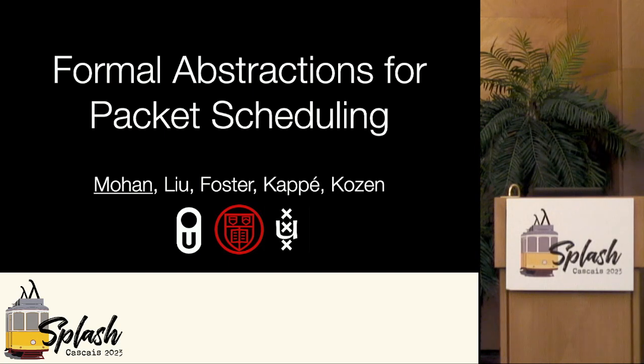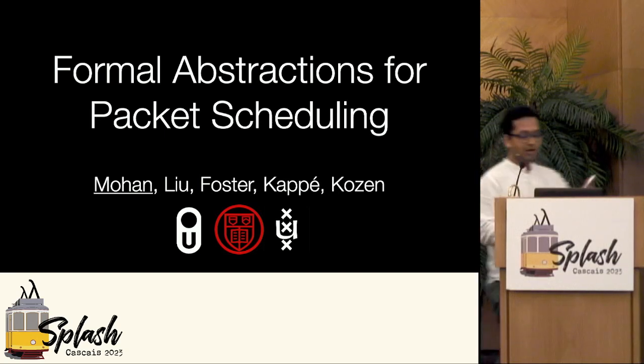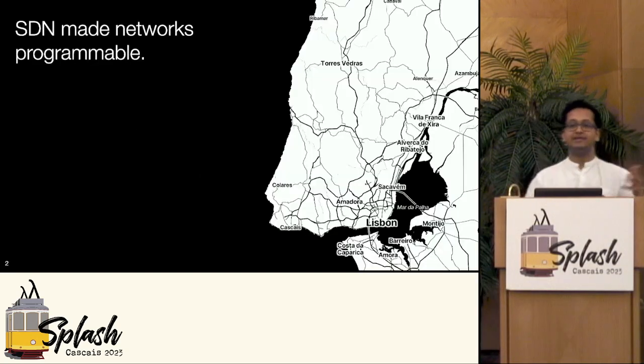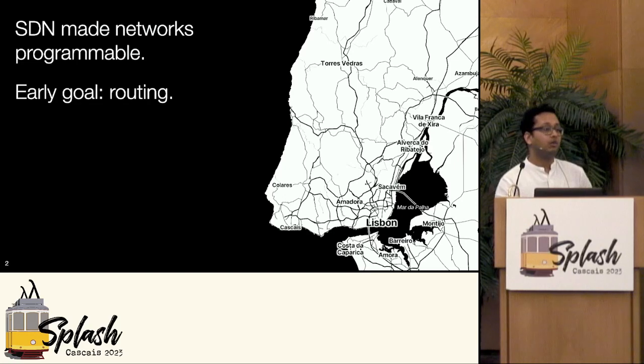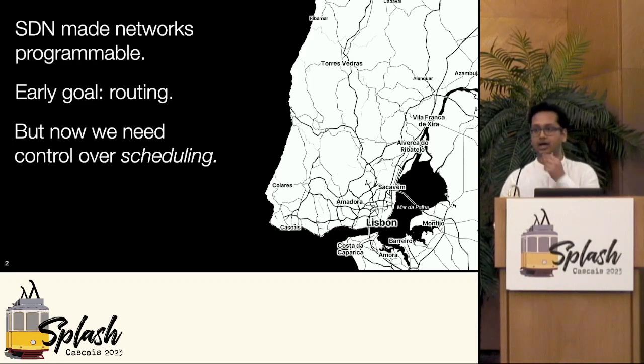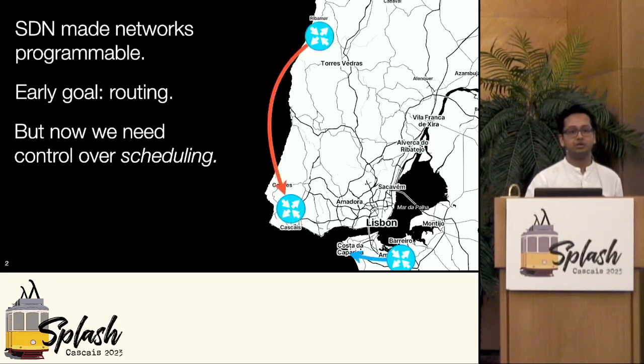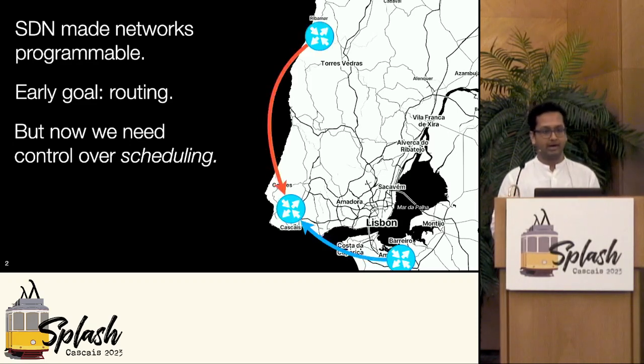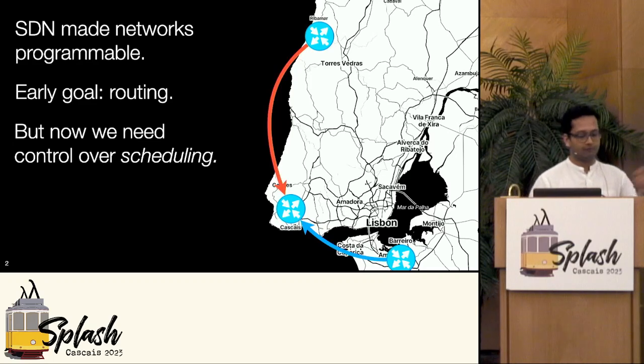You may have heard of this hip new thing called software-defined networking, which made networks programmable. An early goal was routing, and that was all nice, but now you want a little bit more. You want control over packet scheduling. So here we are in Qashqai, and packets are coming to us from either Hibamar or from Barheo. And I want to know in what order these packets will be released from me, because I'm just a waypoint, they're going on from me.